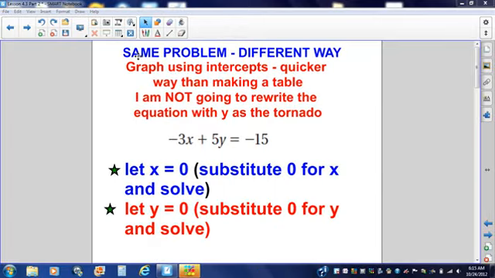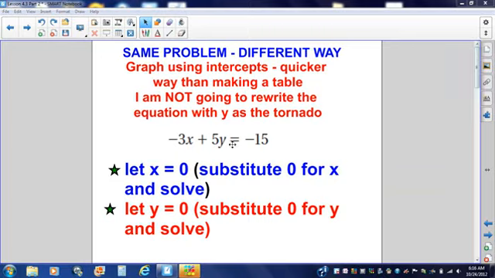Alrighty peeps, let's do the same problem, but let's just do it a different way. The way that we're going to do it this time is to graph using intercepts. I think it's a little quicker way than making that big long table and rewriting the problem as a tornado. So I am not going to rewrite the equation with y as a tornado this time because it's a different way. Remember, you do not have to do it this way. You pick the way that's easiest for you. I just want to show you a different way.